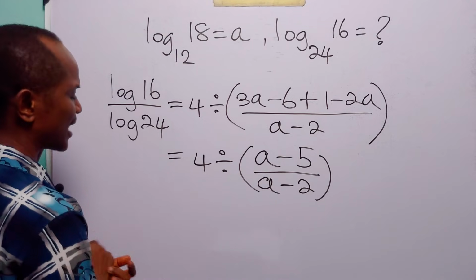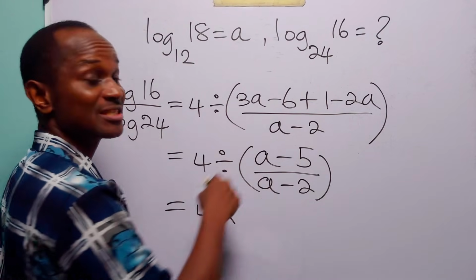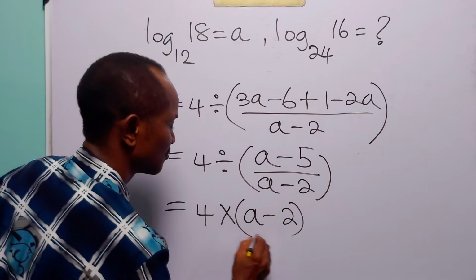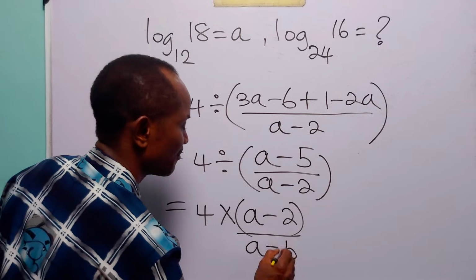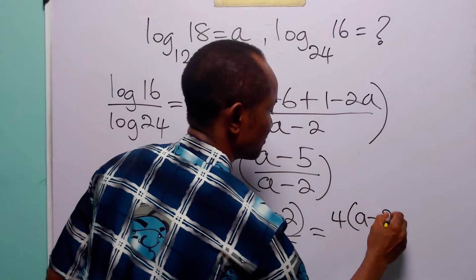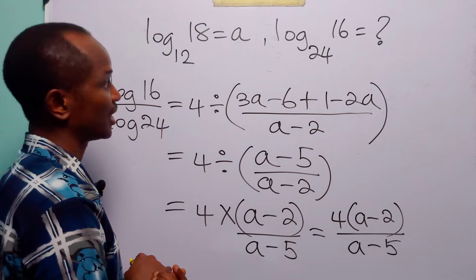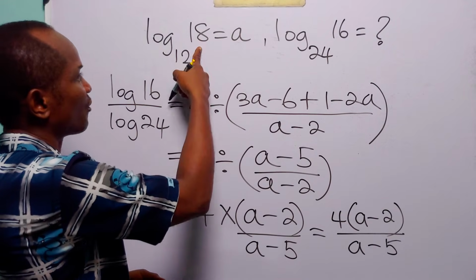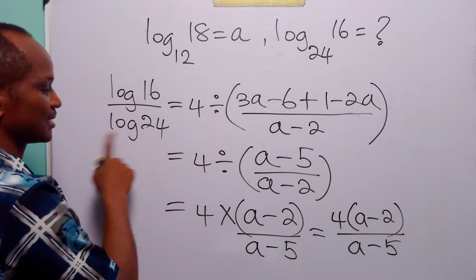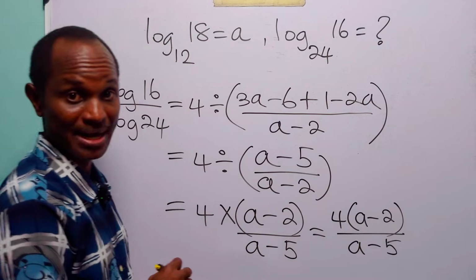And of course, you know that we can write this as 4 times, once we change this sign, then we flip this fraction upside down. So this is a minus 2 over a minus 5. We have 4 times a minus 2 divided by a minus 5. So when log to base 12 of 18 is equal to a, log to base 24 of 16 is equal to 4 times a minus 2 divided by a minus 5.